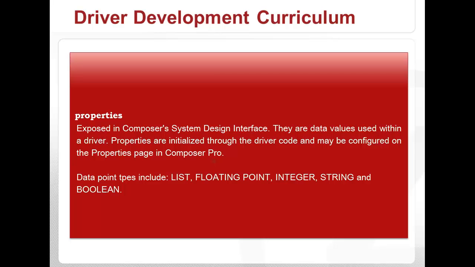Properties are data values which are used within your driver. These are initialized in the driver code and also may be configured through the Composer Properties page for your driver. Property data types include list, floating point, integer, string, and Boolean. All properties can have initial default values and may be changed by the installer or configured as read-only. Properties persist automatically, so it is not necessary to manually persist them. Let's take a look at a few properties to better understand their requirements.